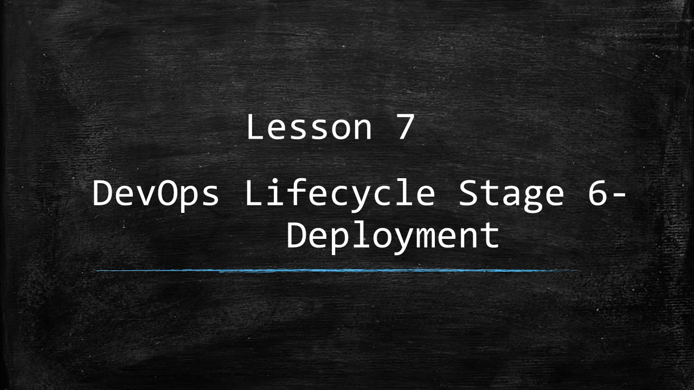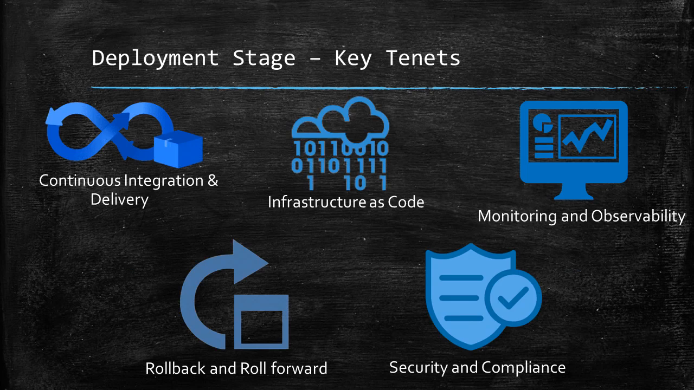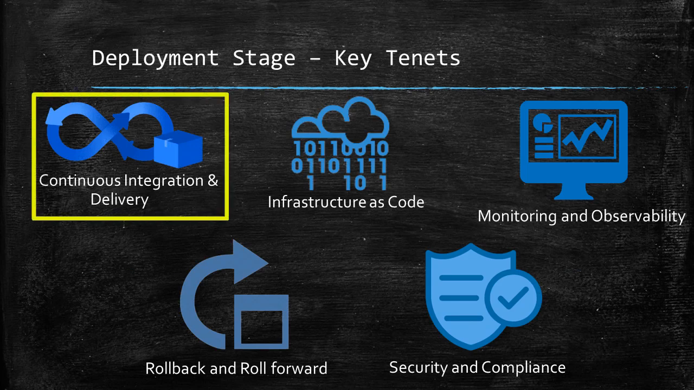In this lesson we will learn about the 6th stage of DevOps, which is deployment. The key tenets of the deployment stage include continuous integration and continuous deployment, CI/CD. This involves automating the process of building, testing, and deploying code to production in a seamless and continuous manner. By automating these processes, organizations can ensure faster time to market and higher quality software.